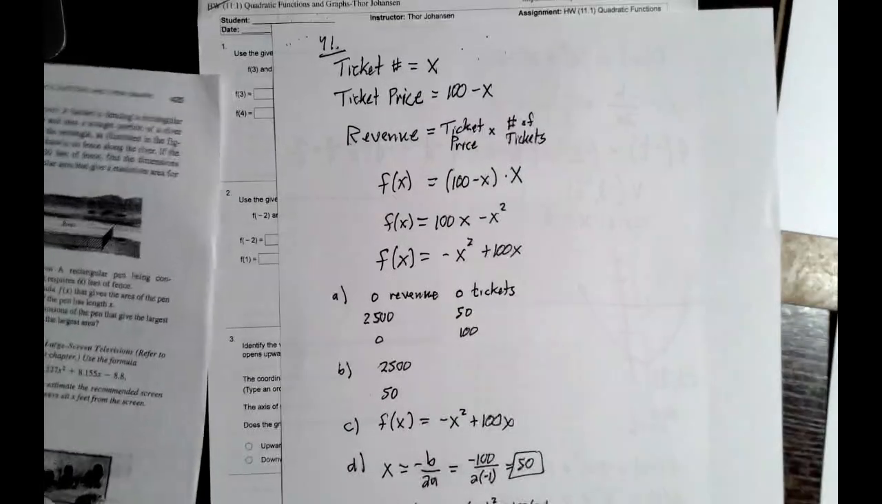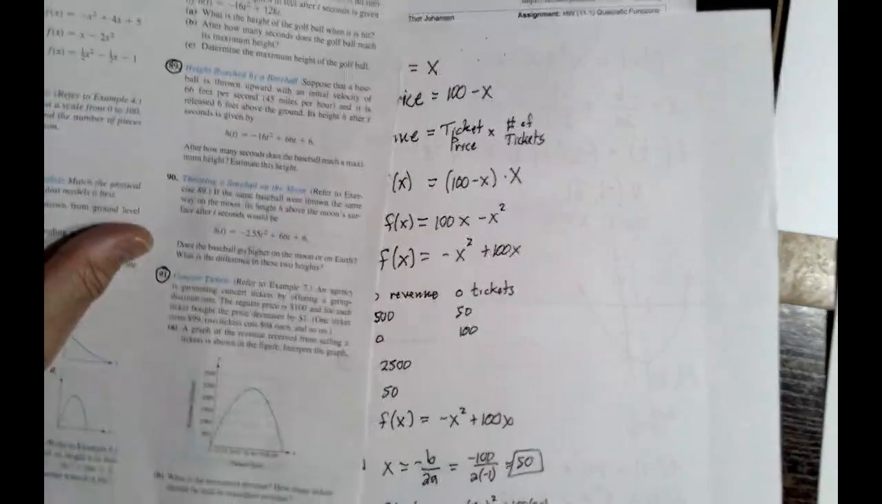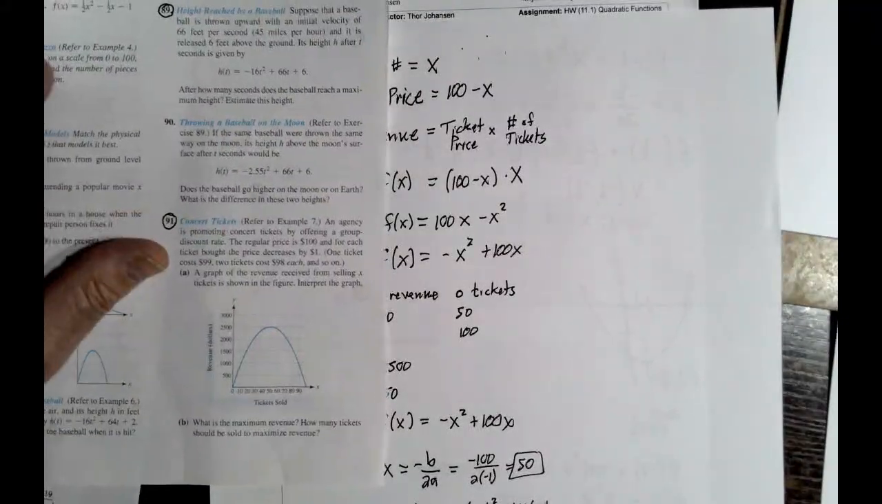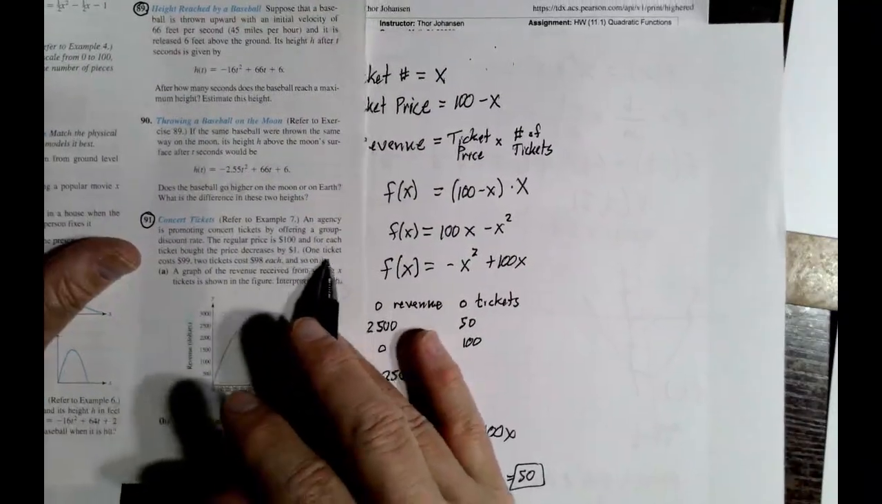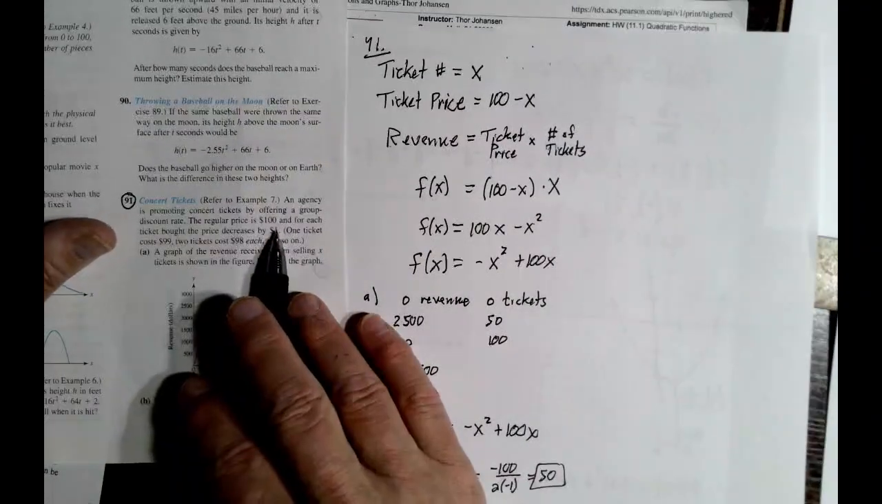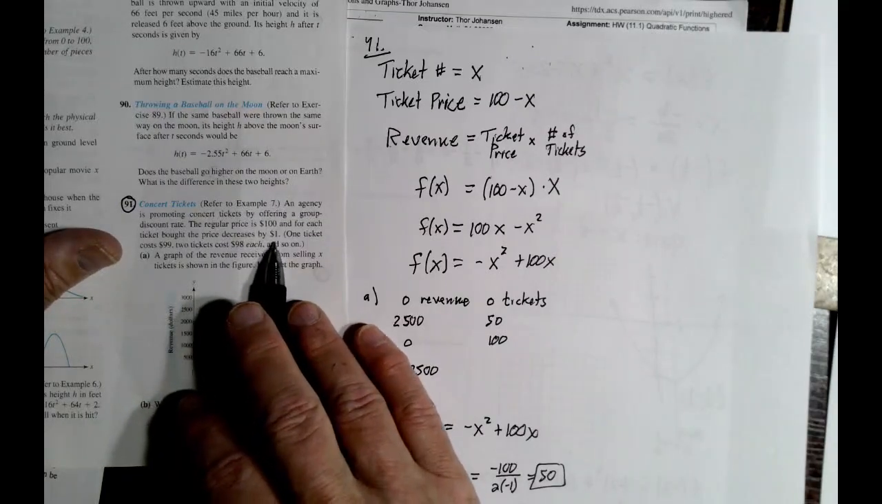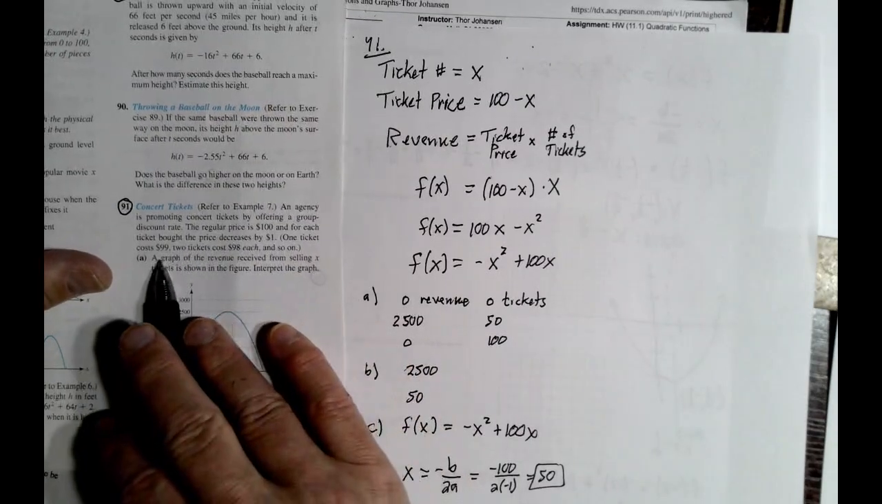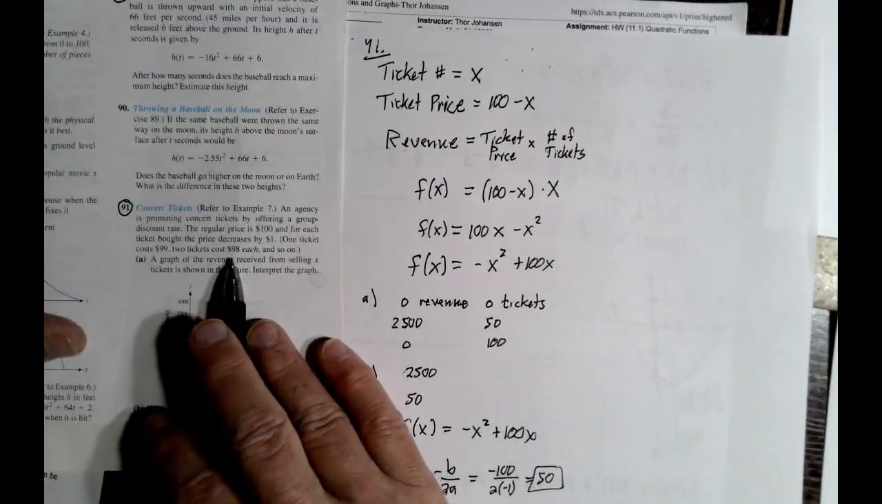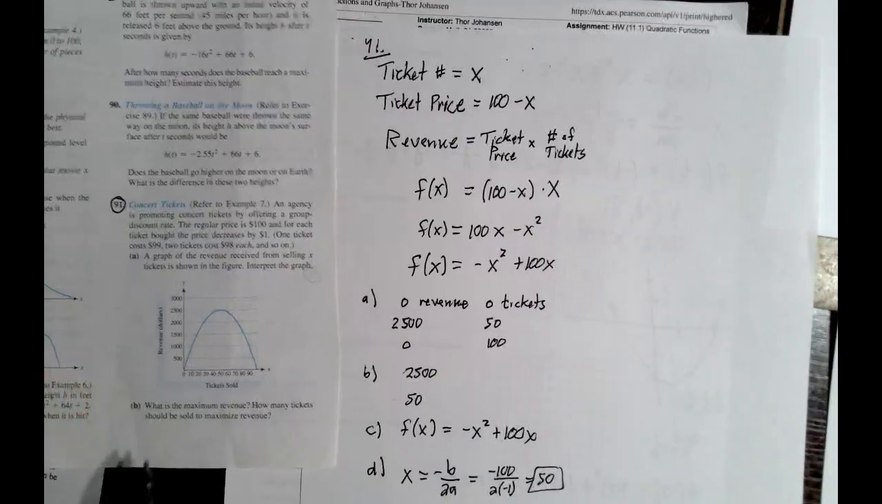91 is probably the trickiest one of the entire bunch. 91 says, an agency is promoting concert tickets by offering a group discount rate. The regular price is $100, and for each ticket bought, the price drops by $1. So one ticket costs 99, 2 tickets cost 98, and so on. So the graph is shown here. What is the maximum revenue?